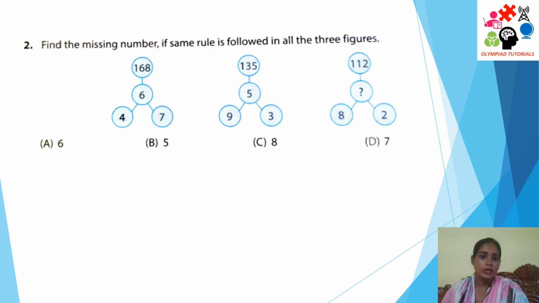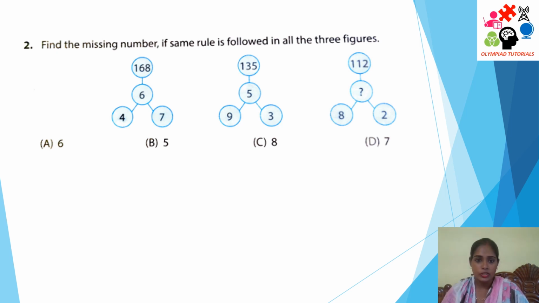Find the missing number if the same rule is followed in all the three figures. So here you can see some numbers are there in the figure. After closely watching this pattern you can see 4 into 7. If you see the first pattern, 4 into 7, that is 21. 21 into 6 is 168.